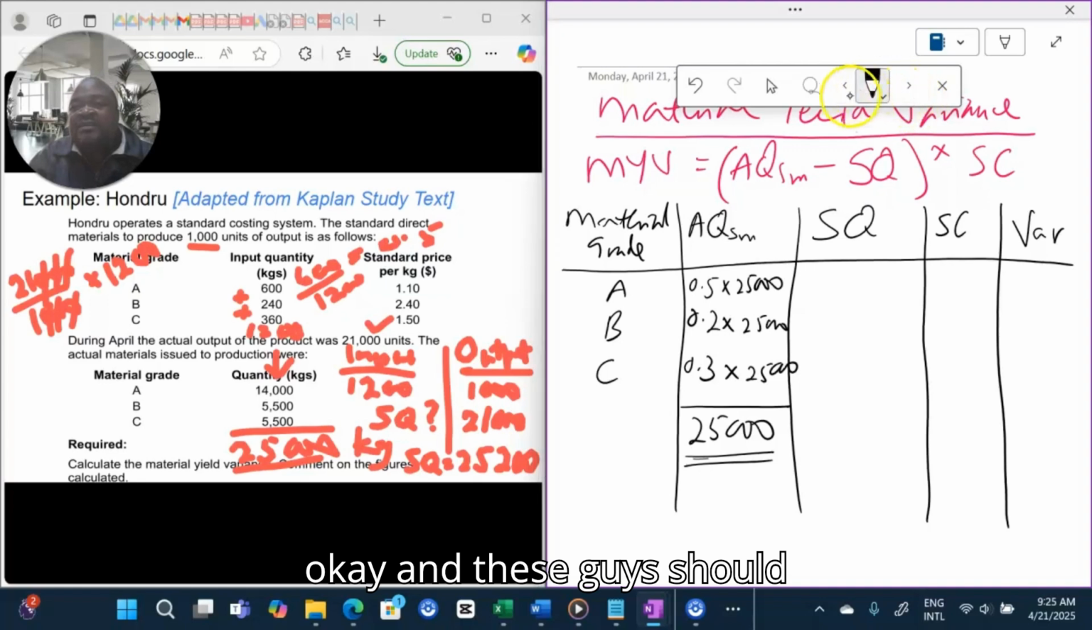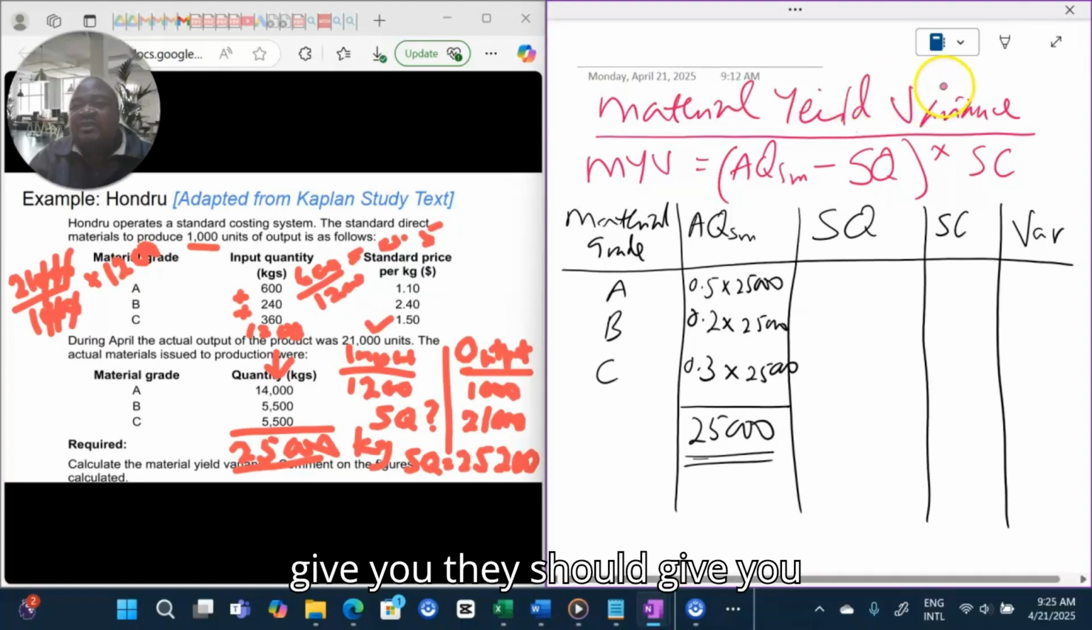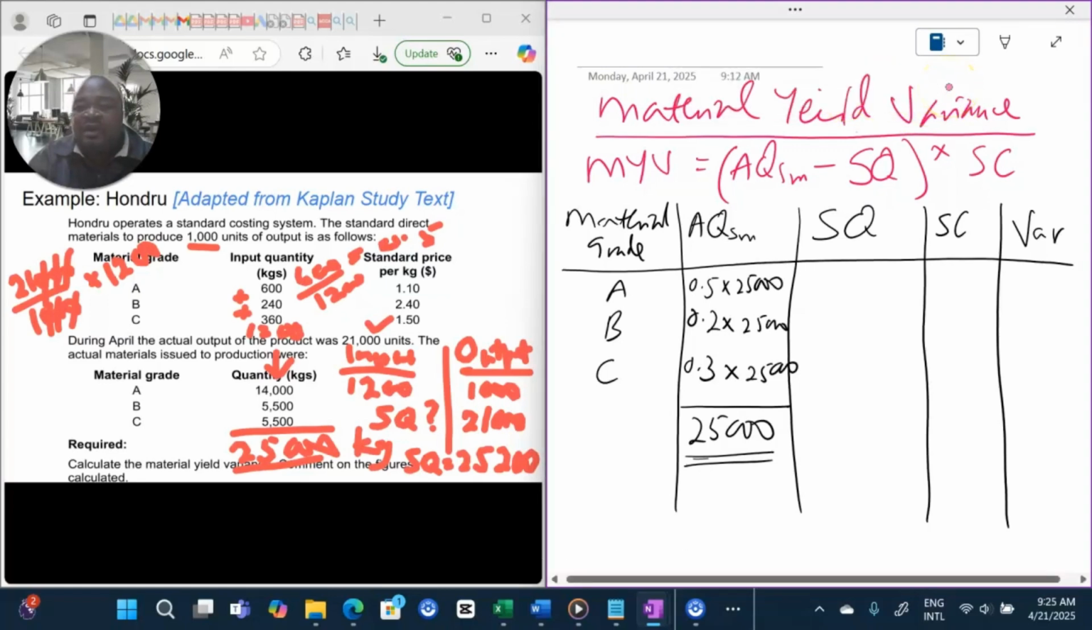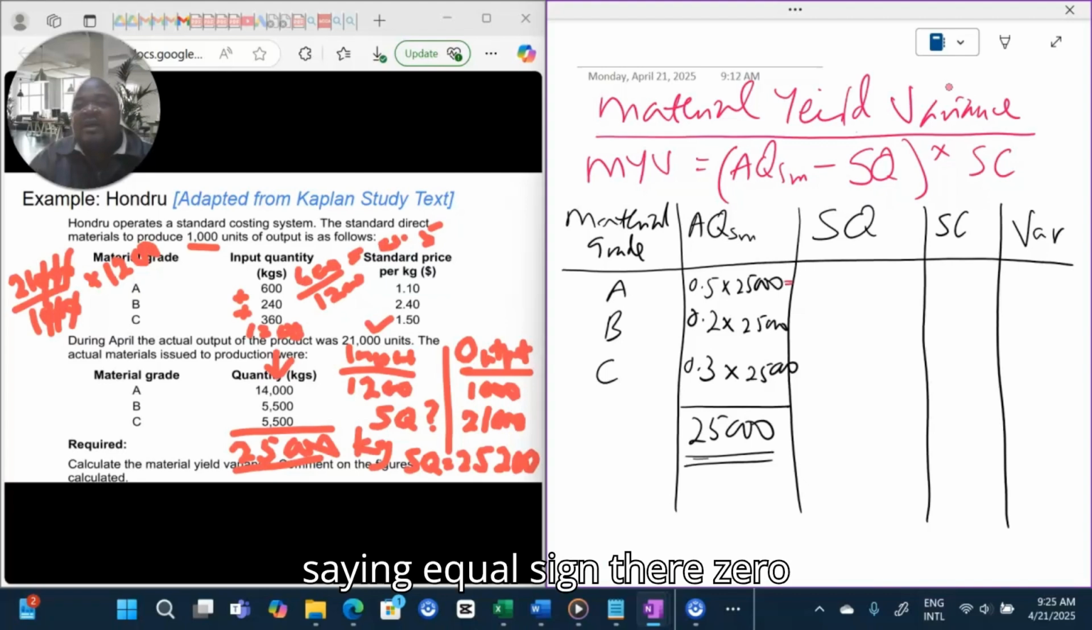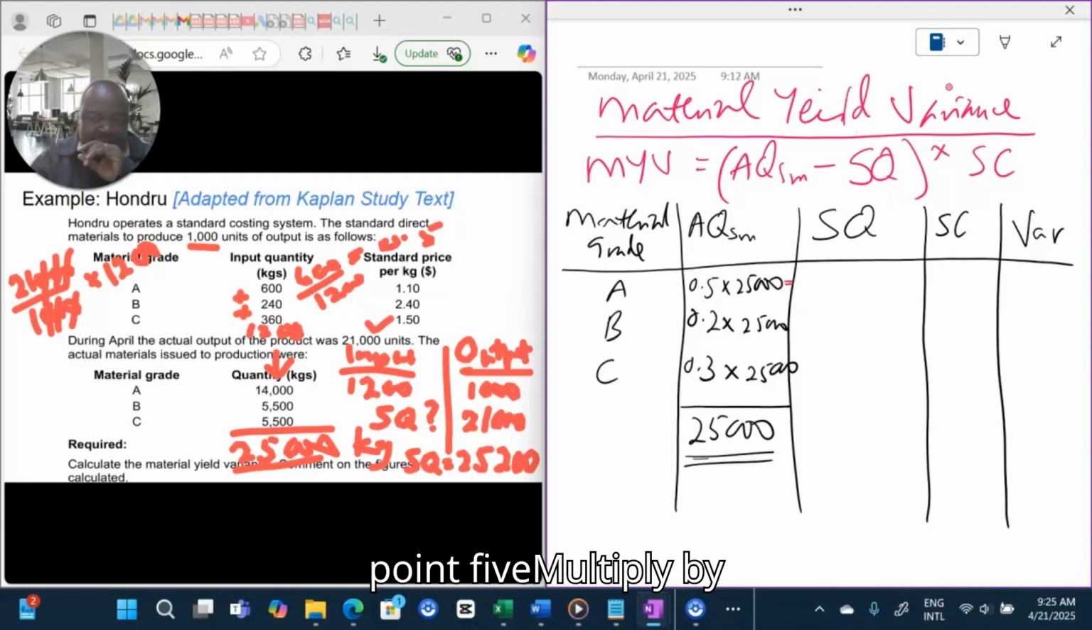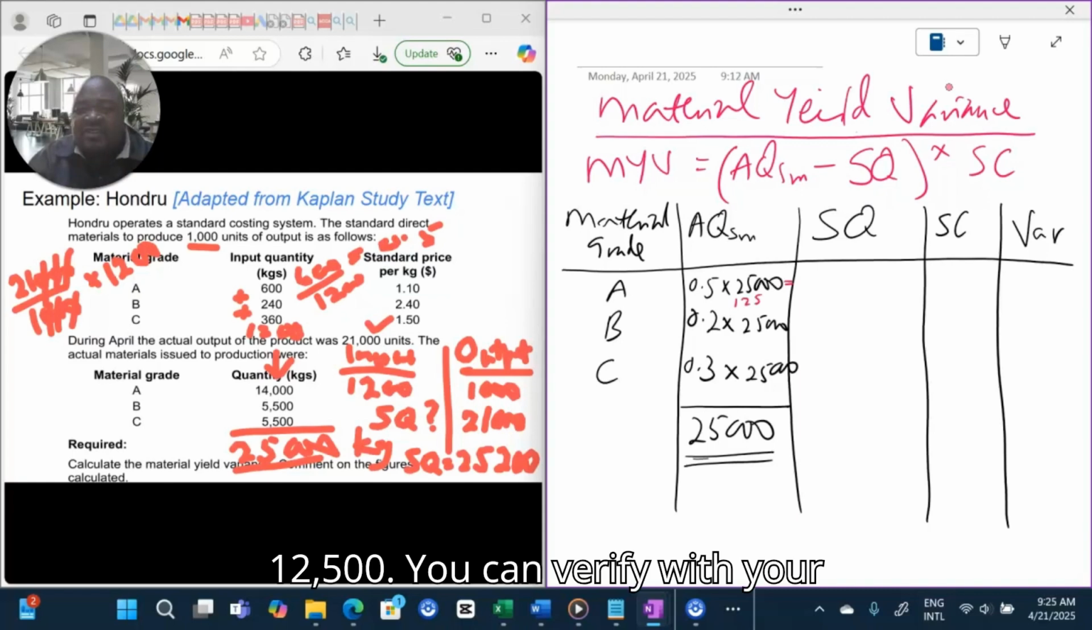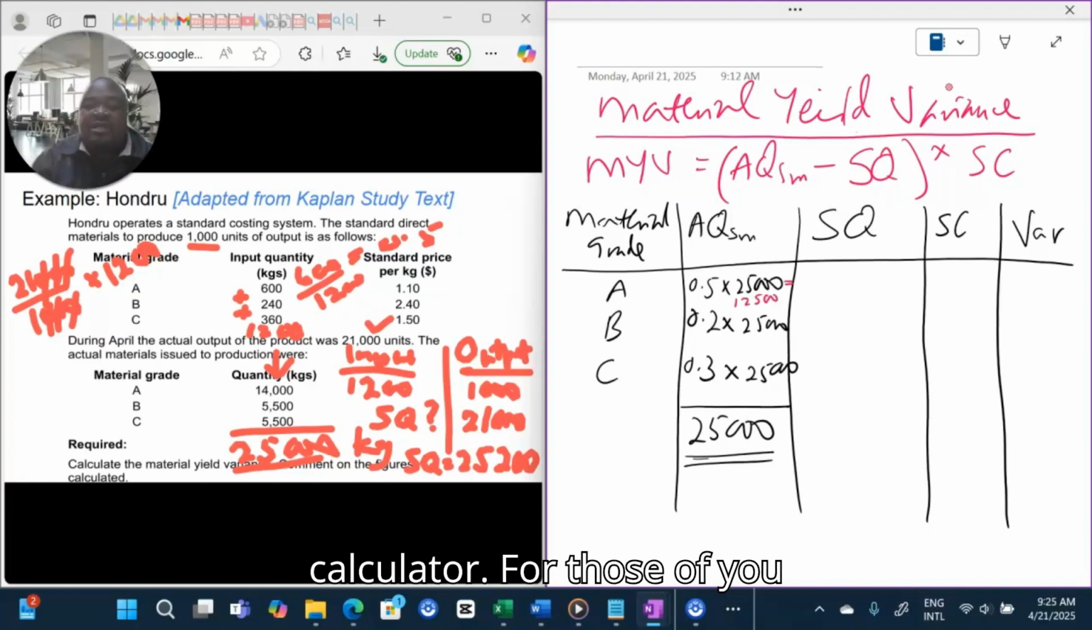These should give you, for example, for A, let's put the figure for A. For A, 0.5 multiplied by 25,000 is mathematically 12,500. You can verify with your calculator.